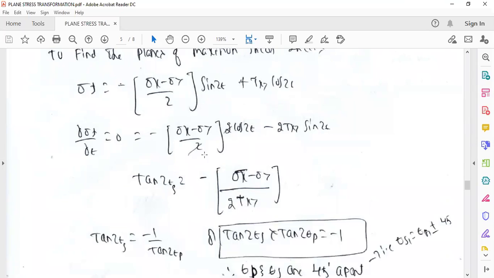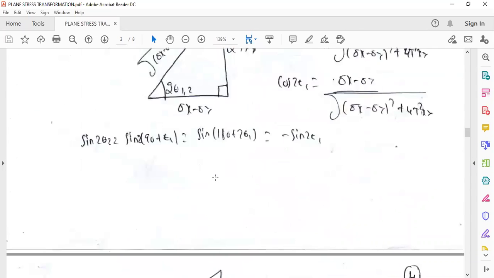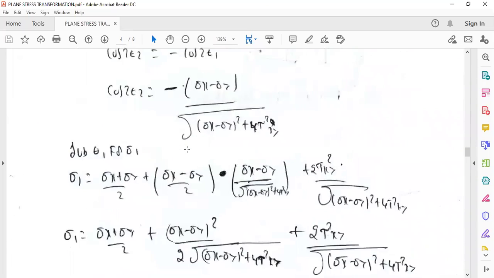If I differentiate this one, it will be sigma x minus sigma y by 2 times cos 2 theta minus 2 tau xy sin 2 theta. We will be left with 2 tau xy tan 2 theta s equal to sigma x minus sigma y. So tan 2 theta s is equal to minus of sigma x minus sigma y by 2 tau xy. What is the inference? The inference is that my tan 2 theta is equal to 2 tau xy by sigma x minus sigma y; this is the inverse of this.